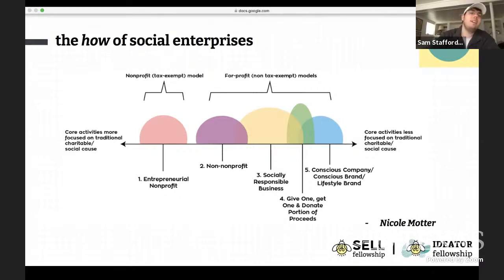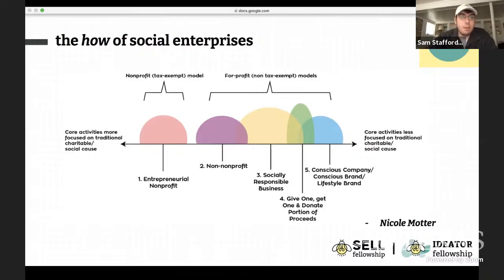And you will see that social enterprises have a wide breadth of space in the business sector. So you have your traditional nonprofit, you have your non-nonprofit, you have your socially responsible business. You have a give one, get one, donate, which give portions of their donations to charity. And then you have a conscious company and a lifestyle brand.